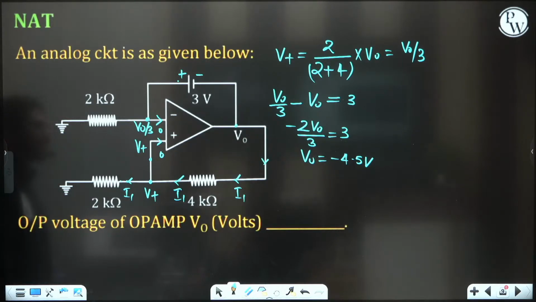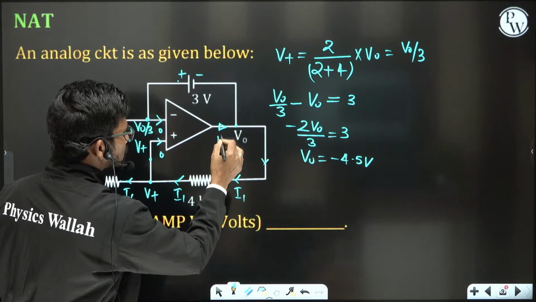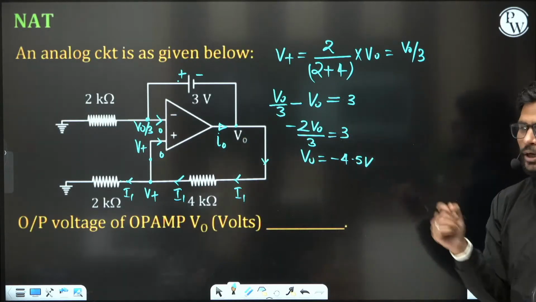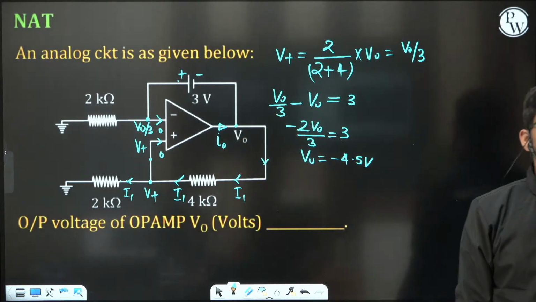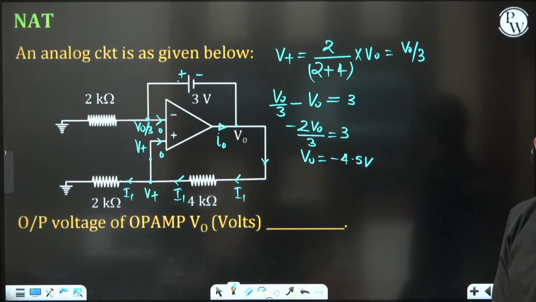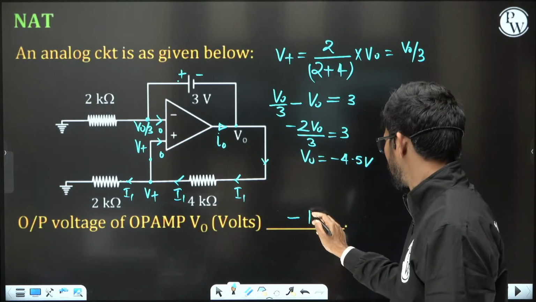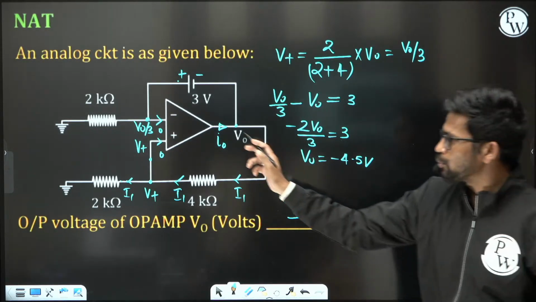If I ask you the value of this current I0, what will be the value of this current I0? Tell me fast. Can anybody tell me? Minus 4.5 is absolutely the right answer. What will be the output current I0?